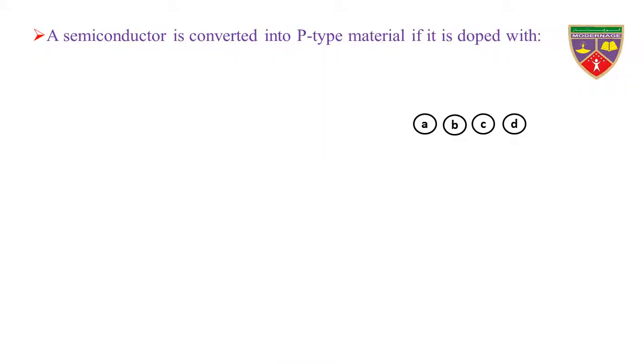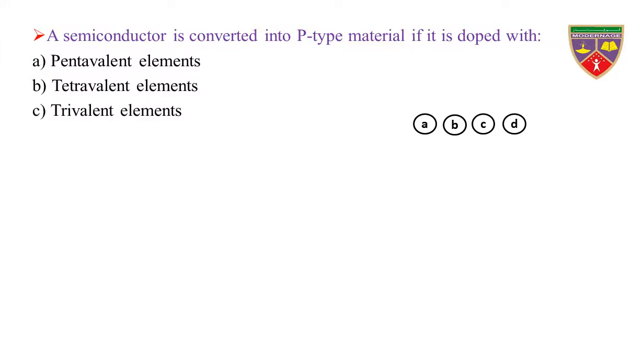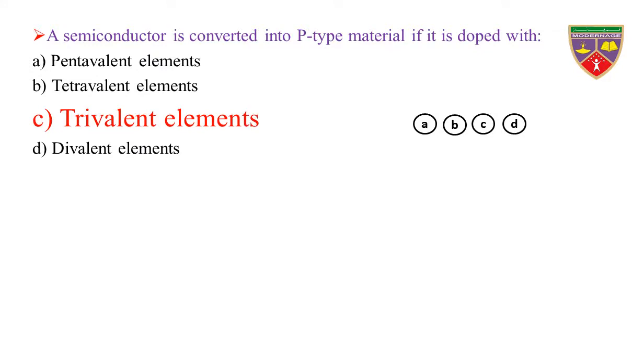A semiconductor is converted into P-type material if it is doped with: option A, pentavalent elements; option B, tetravalent elements; option C, trivalent elements; option D, divalent elements. The key is trivalent elements. Therefore, the correct option is C.